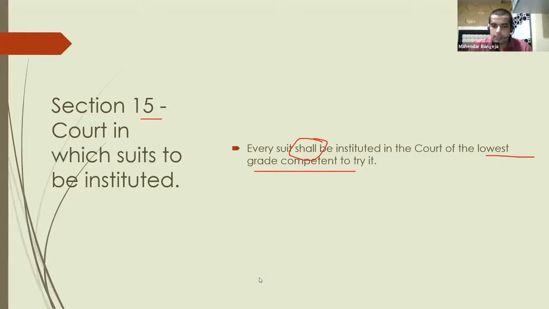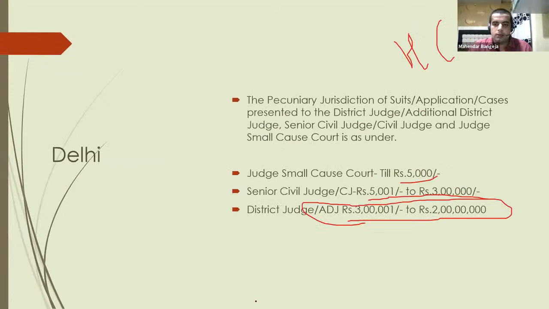Right. Any other questions? If you can please repeat the pecuniary limits, okay. Delhi is very easy. See, up to 5,000 small causes, then senior civil judge 5,000 to 3 lakhs, and DJ 3 lakhs to 2 crores. Above 2 crores, High Court.